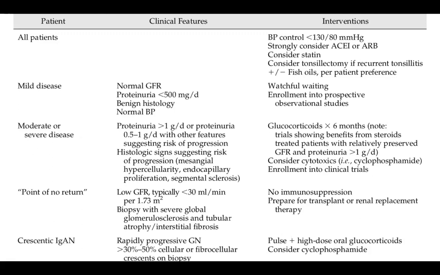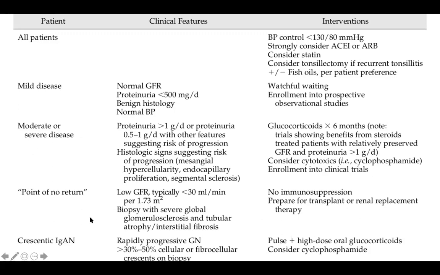So if you feel patients have passed the point of no return based on their creatinine and based on how much fibrosis there is on their kidney, you're not going to actually give them immunosuppression. All you can do is really get them ready for transplant. And that's what I did for my patient. She got a preemptive transplant.